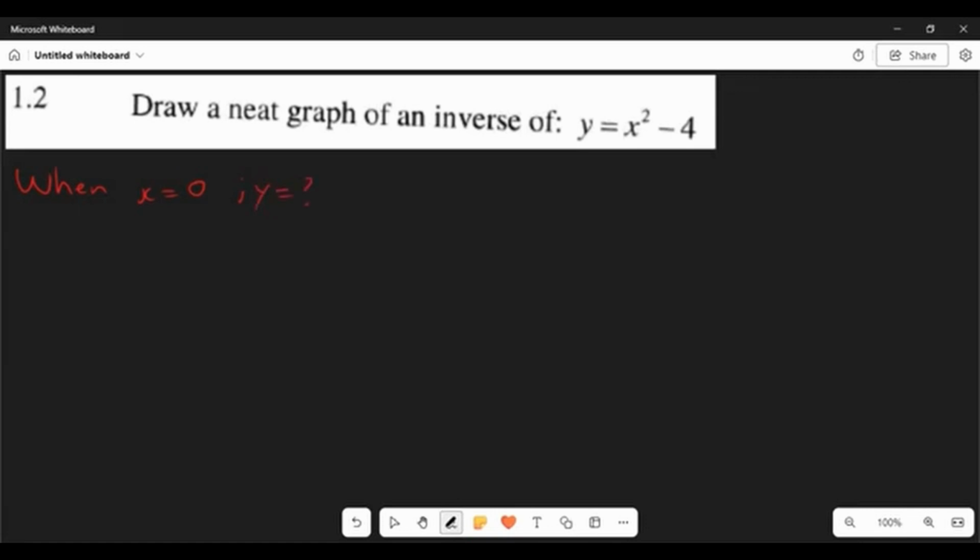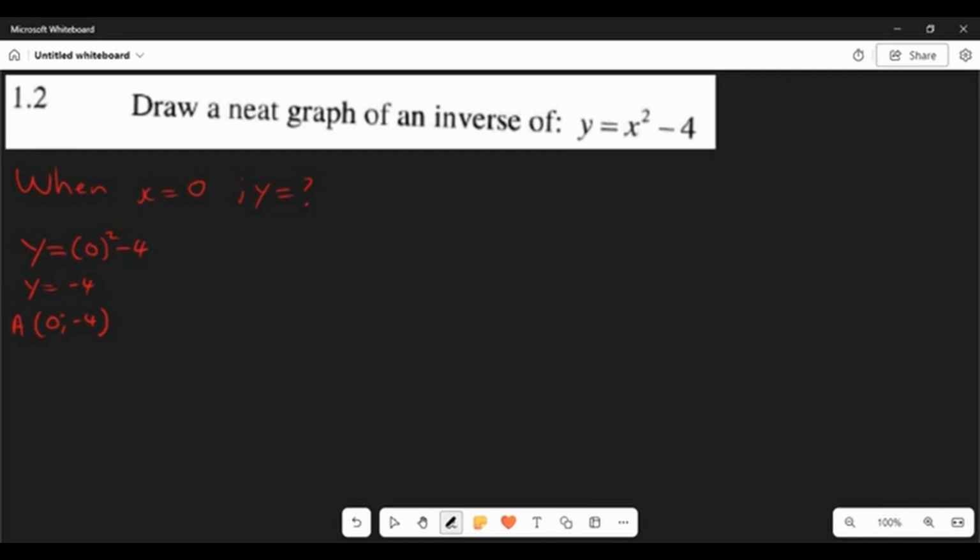Basically, we're trying to find out the y-intercept. What is y when x is 0? So what you do here, you're just going to substitute 0 where there is x in order for us to find y. From the original formula, we can write y equals, wherever there is x, we put 0 to the power of 2 minus 4. From here, y is going to be negative 4. So we can call this point A, and we know that when x is 0, y is negative 4. So this is the y-intercept.